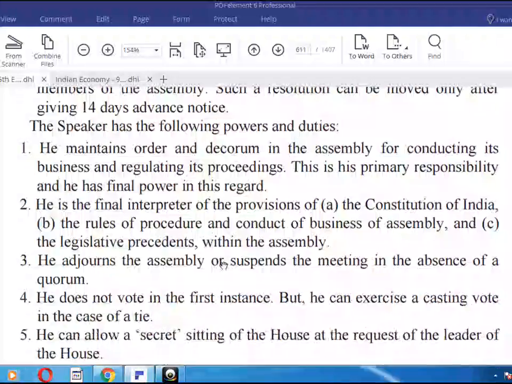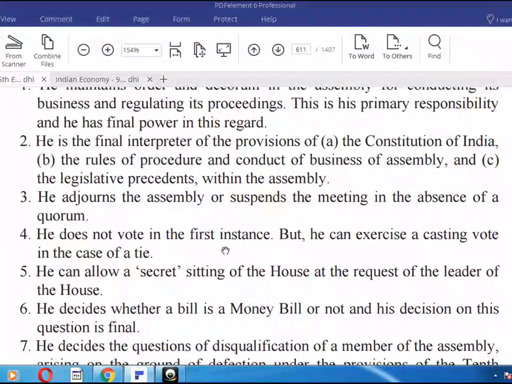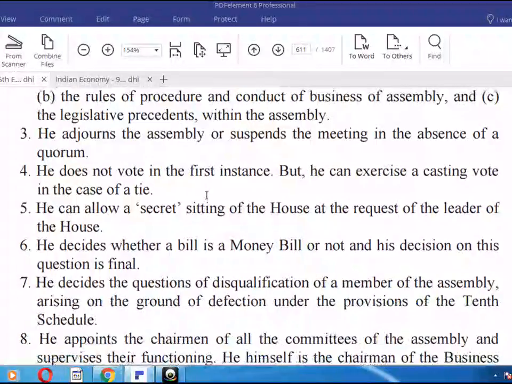So here is the Speaker. He is the final interpreter of the provisions of the Constitution of India. He adjourns the Assembly or suspends the meeting in the absence of the quorum. He does not vote in the first instance, but he can exercise a casting vote in the case of a tie. He can allow a secret sitting of the House at the request of the leader of the House. He decides whether a bill is a money bill or not, and his decision on this question is final.